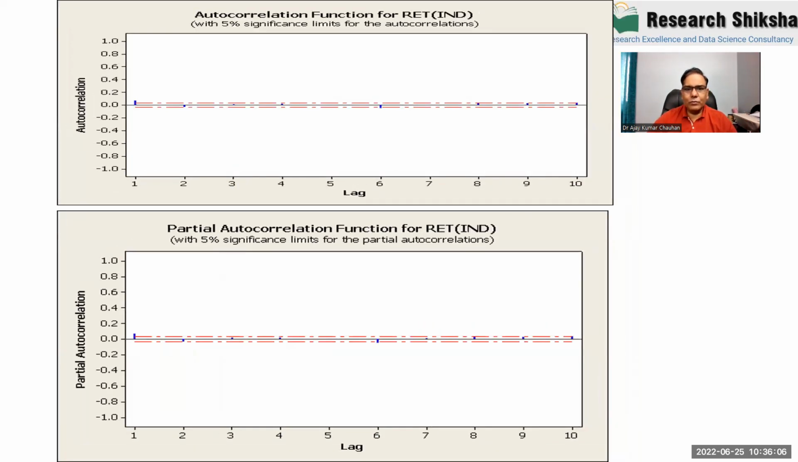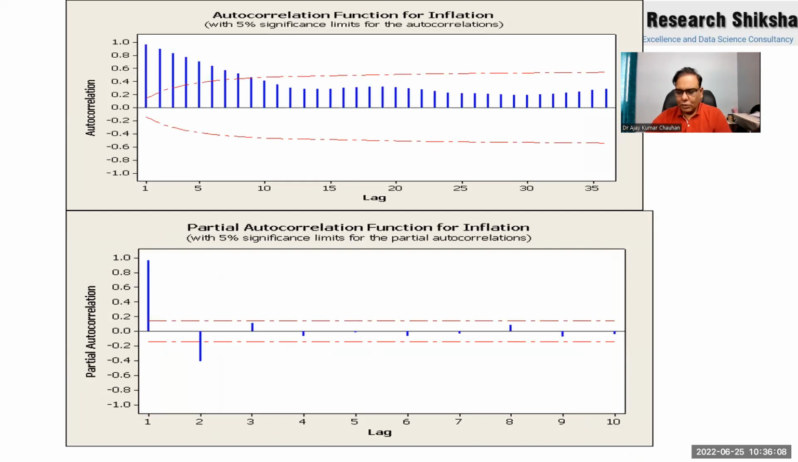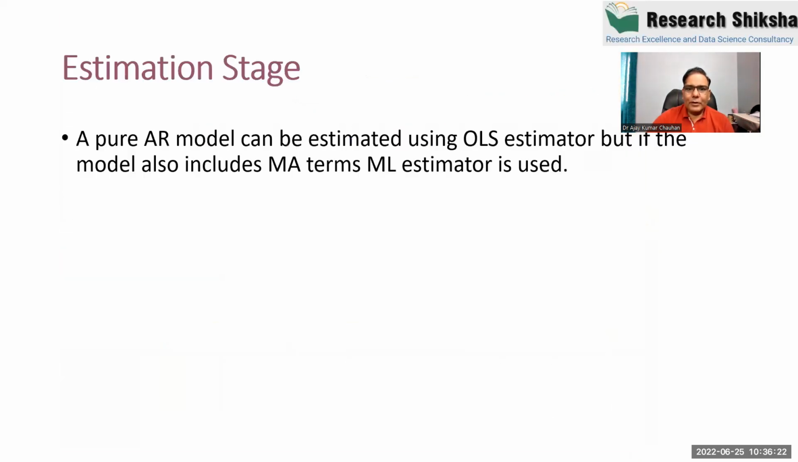In all these possibilities, we have to find out which kind of series it is, and how many AR terms and how many MA terms we have to consider. So this we have to find out. Then we run the model. The rest of the things I will show you in EViews.